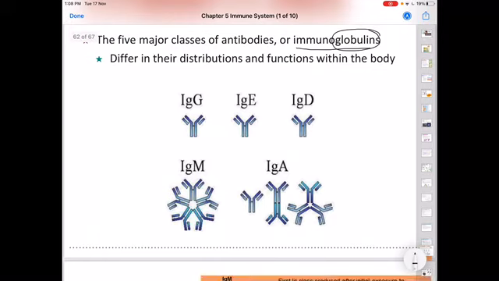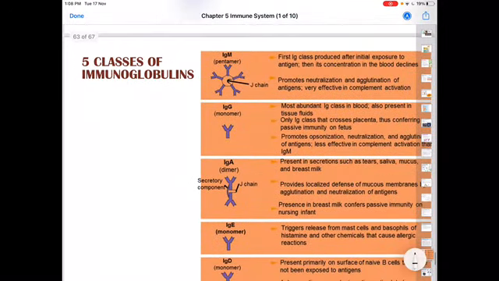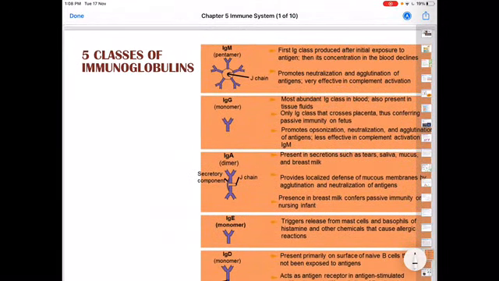So apa perbezaan antara kelima-lima kelas ini? Okay, yang pertama, dia berbeza dari segi distribution. Dekat mana kita boleh dapati? Okay, setiap antibody ini lokasi mereka tak sama. Ada yang dalam breast milk mother, ada yang dalam placenta. Okay, kedudukan dia tak sama dan juga fungsi juga berbeza. Okay, so there are 5 of them. Okay, so these are the explanation.